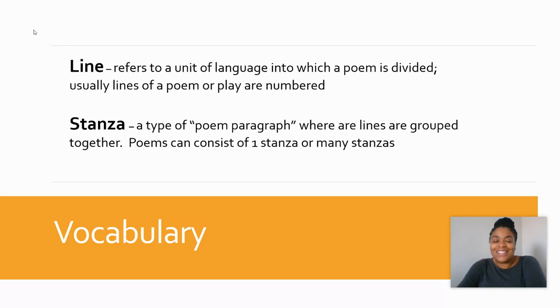The next word is stanza. What word? So on Friday, we broke our poem down stanza by stanza to find the literal meaning of each stanza. The definition for stanza is a type of poem paragraph where our lines are grouped together. Poems can consist of one stanza or many stanzas. The word is stanza. What word?